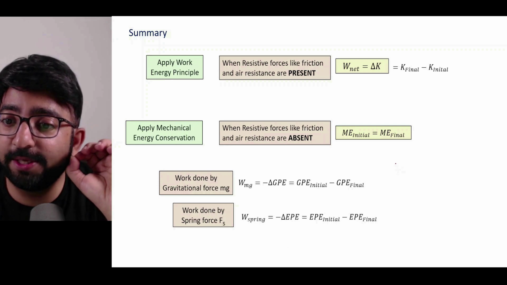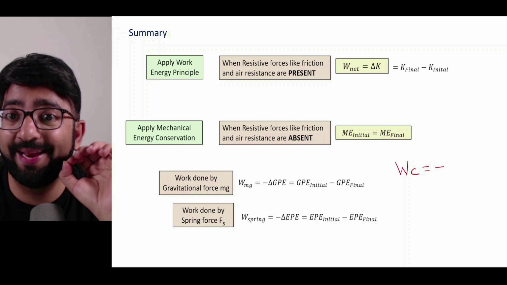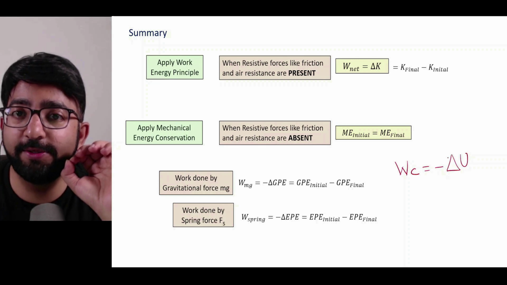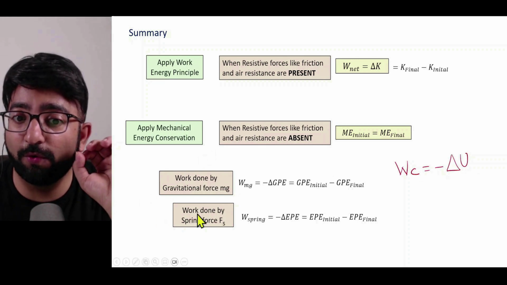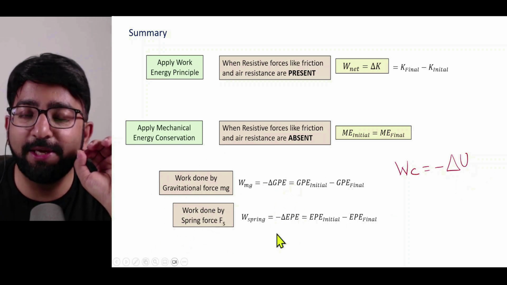And let me write down the basic formula. Work done by any conservative force will be equal to negative of change in potential energy. So in case of gravitational force, the U will be GPE. For springs, the U is EPE.